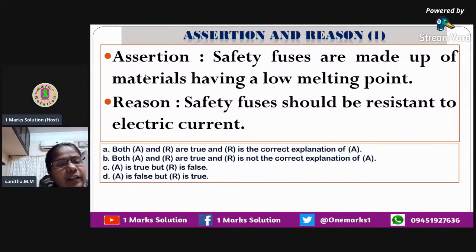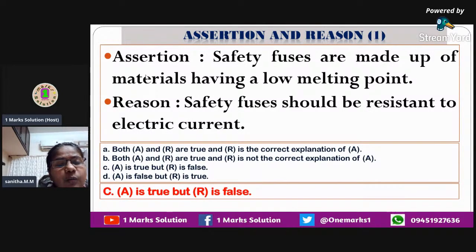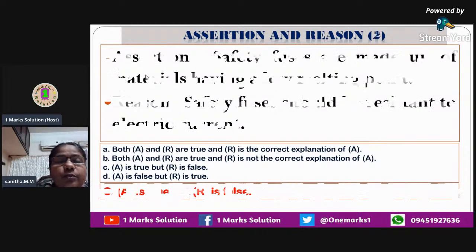You just think whether assertion and reason is correct. Both are correct? No. Assertion is correct. That means the melting point should be low. If it is a high melting point, what will happen? It will melt only at high temperature, so the current will flow through our devices and damage them, isn't it? That is why usually we use a low melting point. And what about the reason? Safety fuses should be resistant to the electric current. Is it correct? No. So that is false. So the option is C. You should know about safety fuses also.